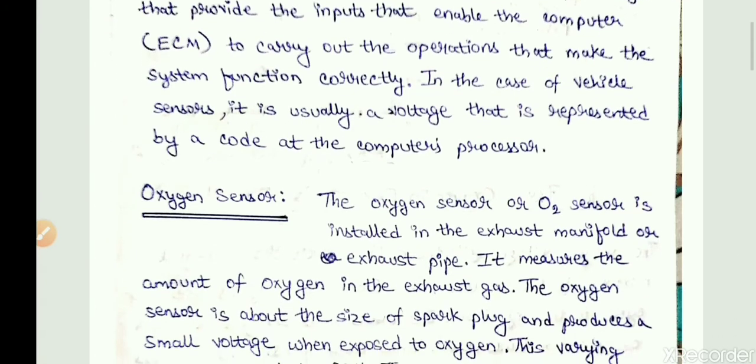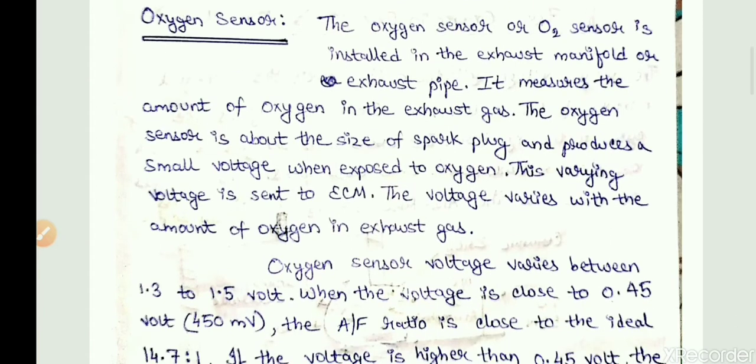Right. So the first sensor that comes is oxygen sensor. So let me tell you one thing, this sensor basically is mounted on the exhaust manifold or the exhaust chamber of a vehicle to detect the oxygen molecules present in the exhaust gases. Okay, so see what it says. The oxygen sensor or O2 sensor is installed in the exhaust manifold or exhaust pipe. It measures the amount of oxygen in the exhaust gas, right?